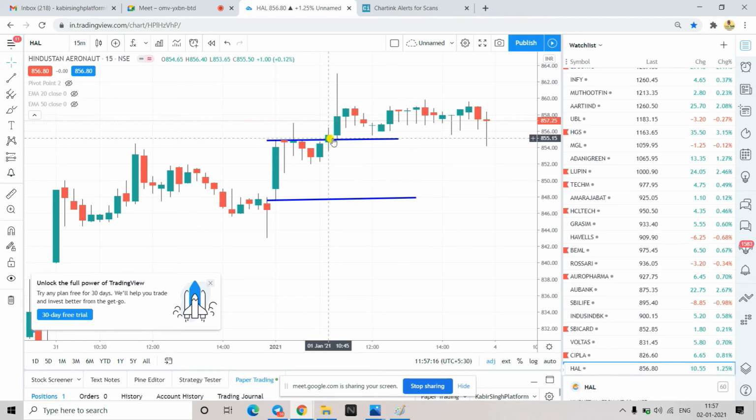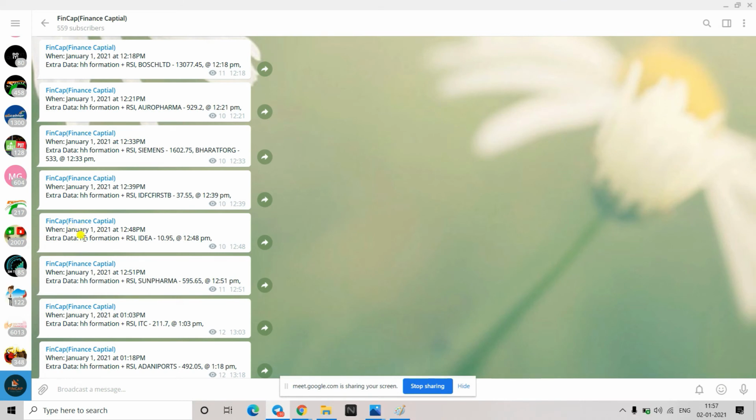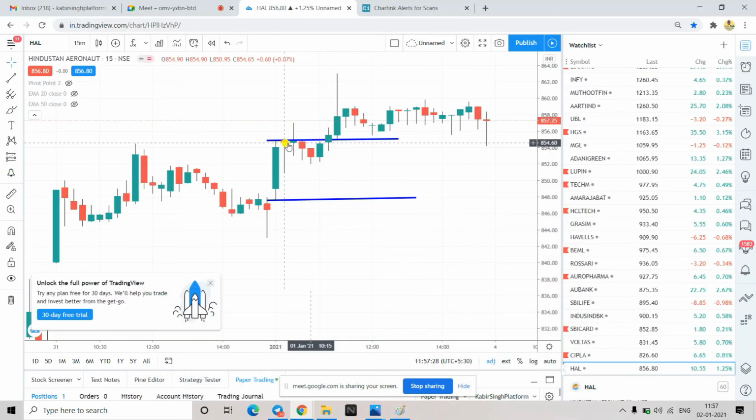If you have got an alert in the HH screener, HH plus RSI for example, see it here, this is the HH formation plus RSI screener, right? Once you have got the alert, you have to check whether it is in the buy zone or in the sell zone. Above the open range is your buy zone, below the open range is your sell zone. In between there is a no trading zone. This part clear? Yes, Kabir.